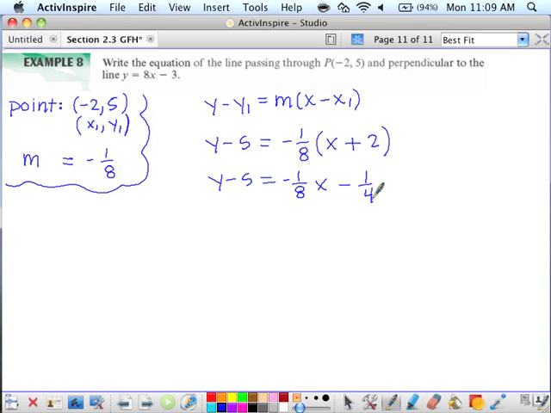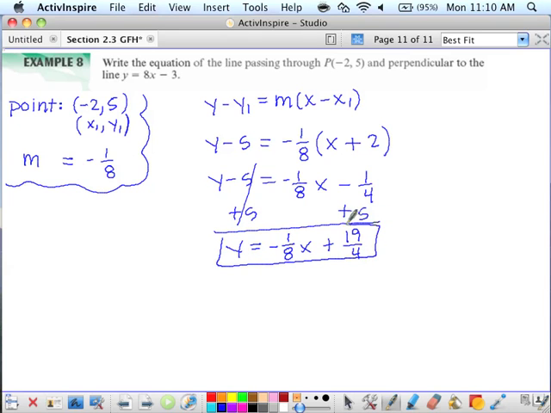And then if I add 5 to both sides, I will have slope-intercept form. Plus 5, plus 5. So y equals negative 1/8 x. What is negative 1/4 plus 5? 19/4. If you're not sure about that, remember that 5 is 20 over 4. So negative 1 over 4 plus 20 over 4 is positive 19 over 4. That is which form? That's slope-intercept form. I want you now to take a couple of minutes and try to convert that to standard form.